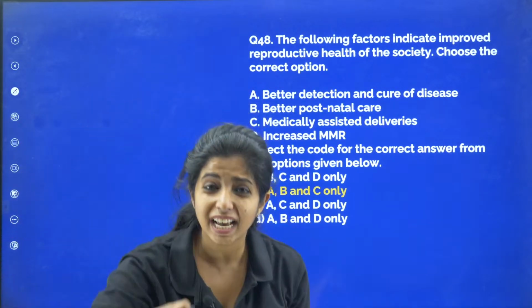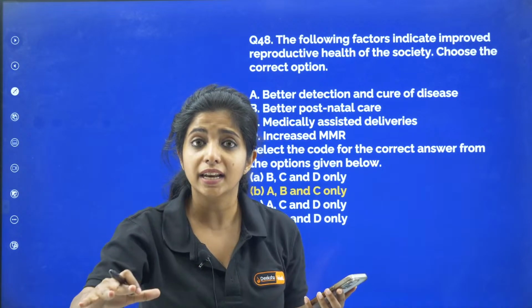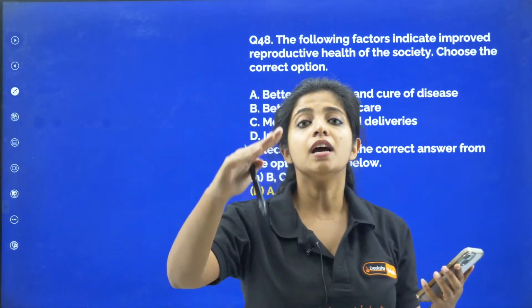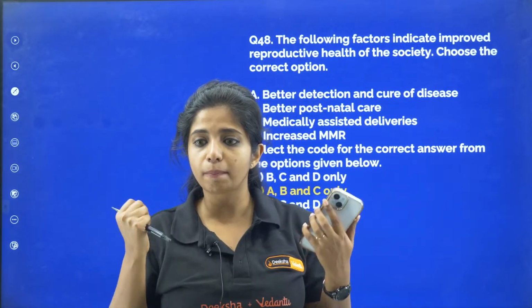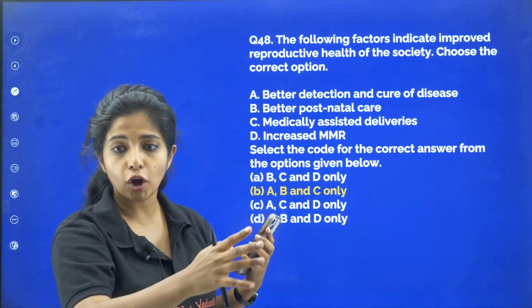Now, what are the factors in saying that the reproductive health of a society is good? My dear children, there should be a lower maternal mortality rate. Mothers should be dying less, right? Second thing, babies should be dying less. And there should be better postnatal care and better detection and cure of disease and all the things.